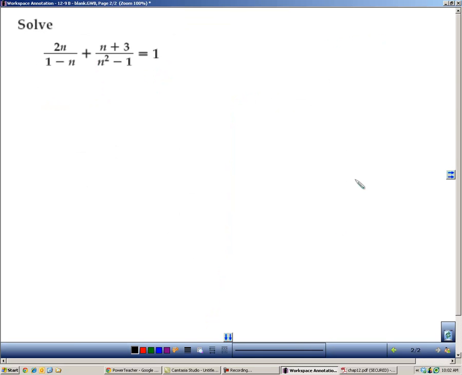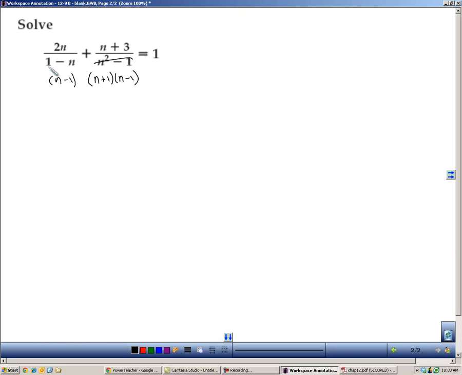This example is one of the hardest ones you're going to see, so let's get right into it. One thing I notice about the denominators is I'd like to factor this n squared minus 1 to be n plus 1 and n minus 1. If you can factor, you should, and that creates my factors that I can use to find my LCD in a little bit. The other thing I notice is 1 minus n. I'd like that to be n minus 1 so that it fits the one over here.